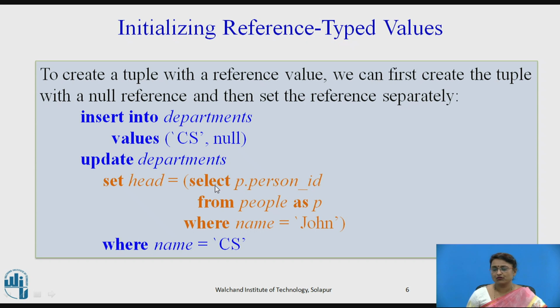So what we are writing here is a subquery: select person ID from the people table, and we are taking that as P, where name equal to John. So automatically that information is taken and it is pointed to, referenced by this head. So two tables are referenced here.